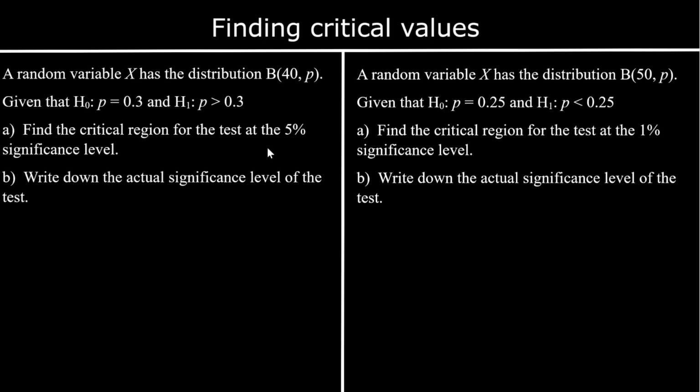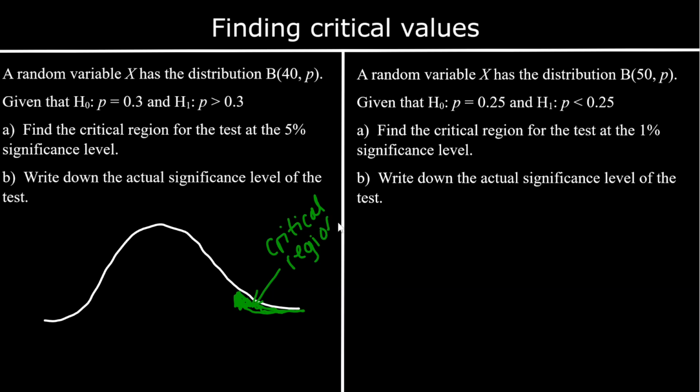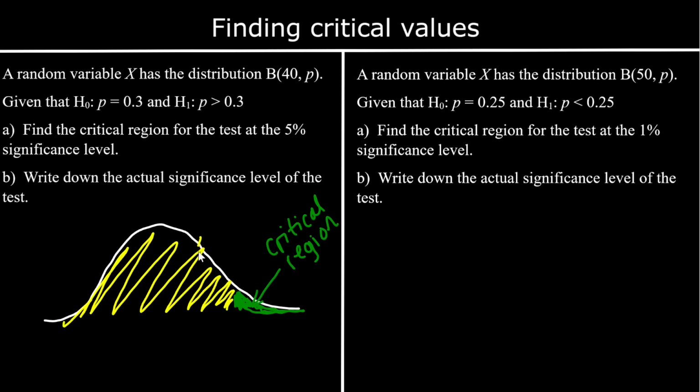So if we're testing at a 5% significance level and we've got some distribution, the 5% significance level would mean we're going to look for the most extreme 5% of results. So if the null hypothesis is true, the chance of getting a result in the critical region has to be 5% or less. And if it's in the other 95%, we're going to call that the acceptance region. And we're going to say there's not enough evidence to reject the null hypothesis.